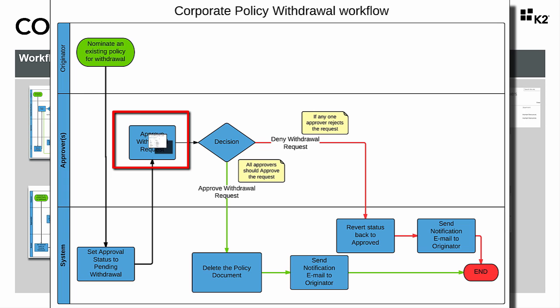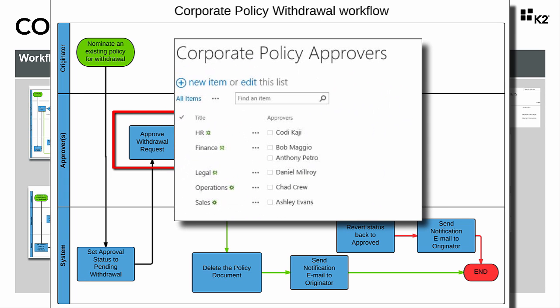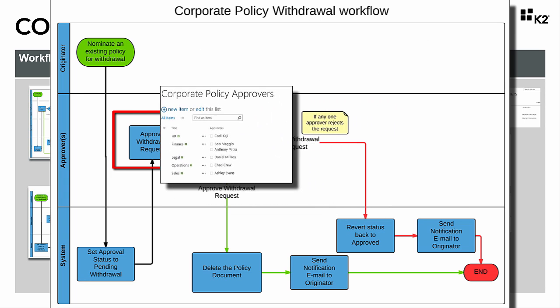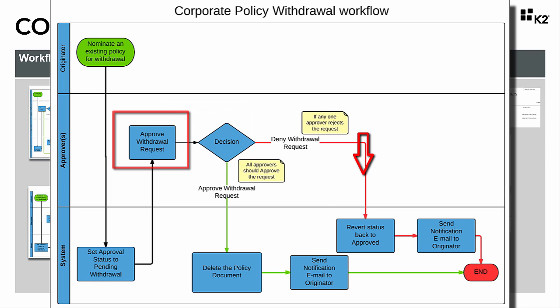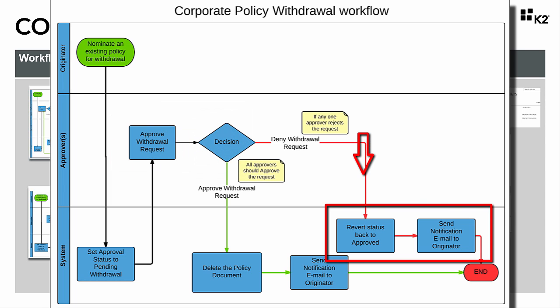As before, the system will use the policy type to determine which user or users need to approve the withdrawal request. If this user denies the request, the system will just revert the approval status of the policy back to approved and notify the requester that their request to withdraw the policy was denied.